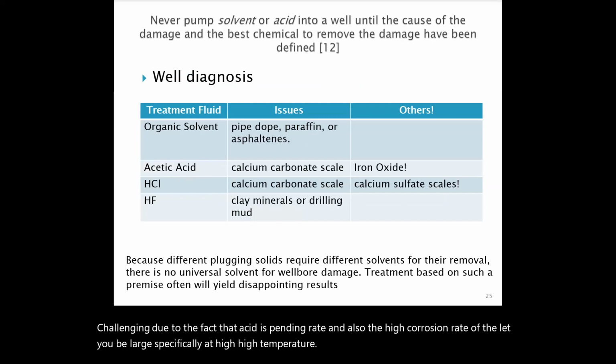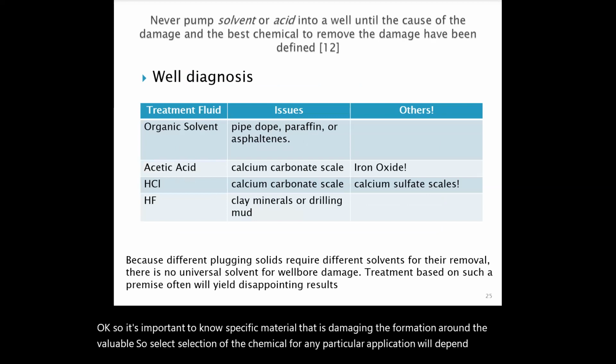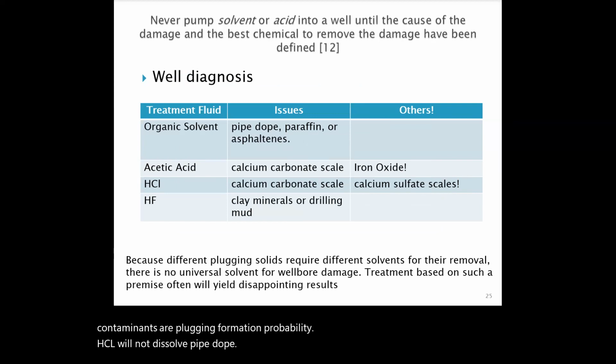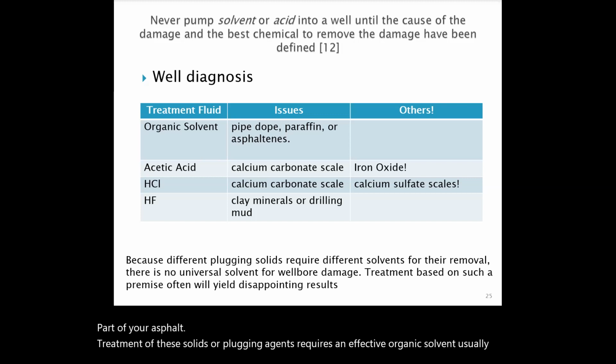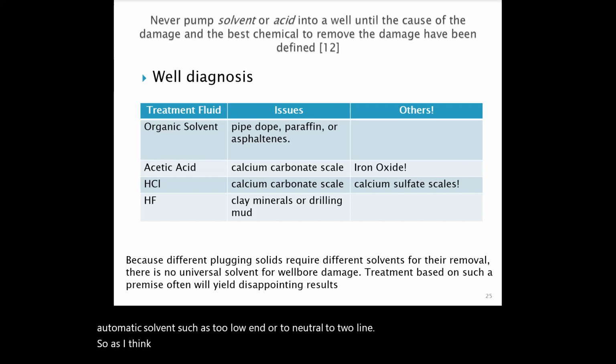Okay, so it's important to know the specific material that is damaging the formation around the wellbore. Selection of the chemical for any particular application will depend on which contaminants are plugging formation permeability. HCl will not dissolve pipe dope, paraffin, or asphalt. Treatment of these solids or plugging agents requires an effective organic solvent, usually an aromatic solvent such as toluene or ortho-nitrotoluene.